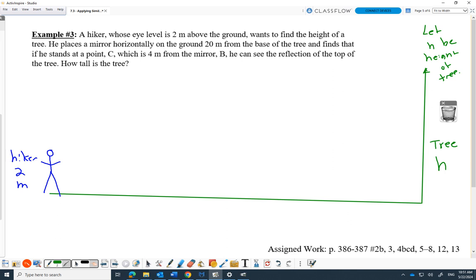Switching colors. He places a mirror horizontally on the ground 20 meters from the tree. So out here somewhere, I don't know exactly where, somewhere over here, mirror.